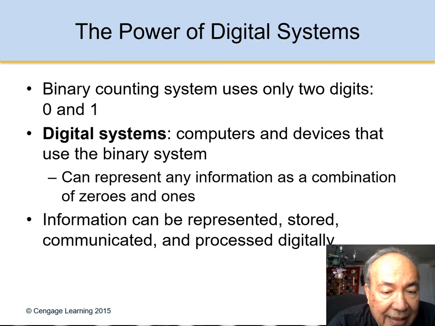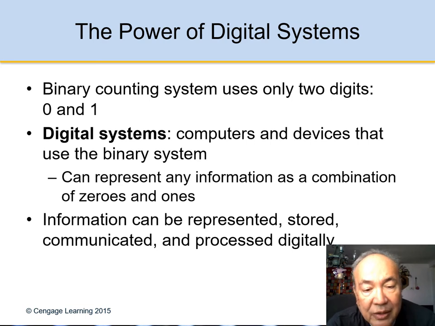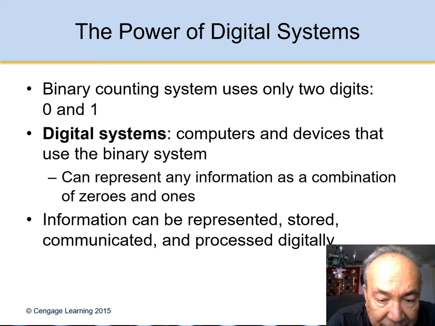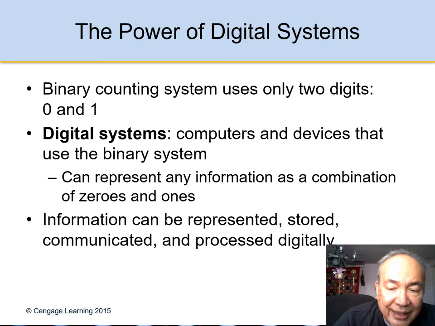What are digital systems? These are computers and devices that use the binary system. Even our phone, our watch, they all use the binary system. What is the binary system? What is the numbering system? It's zeros and ones. Information can be represented, stored, communicated, and processed digitally. Digital means computers. Another word for computer is digital.